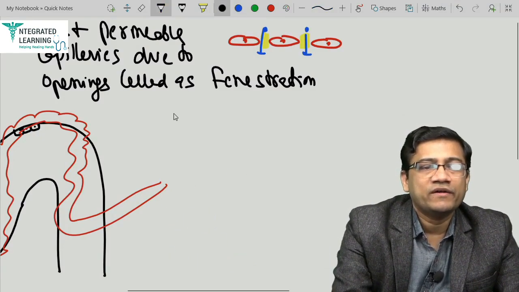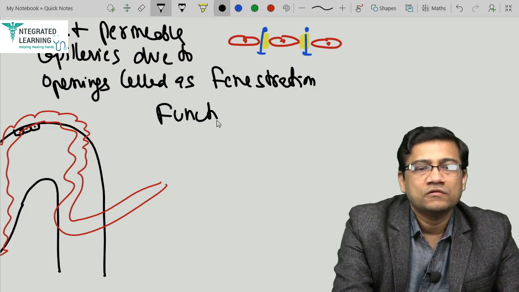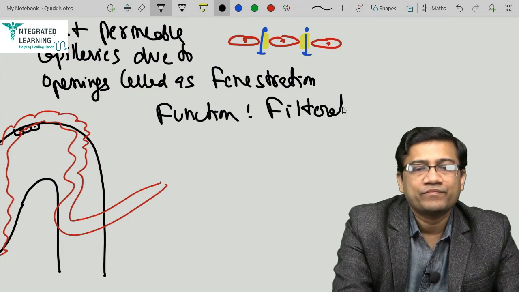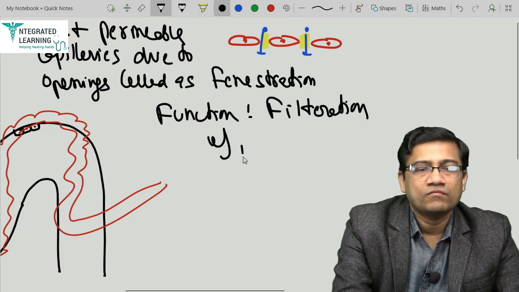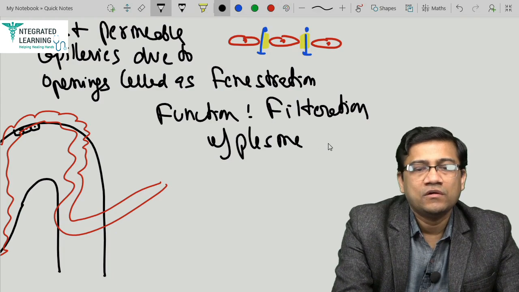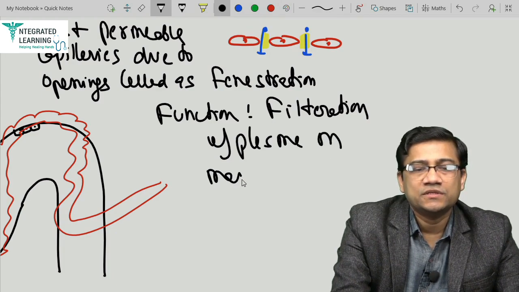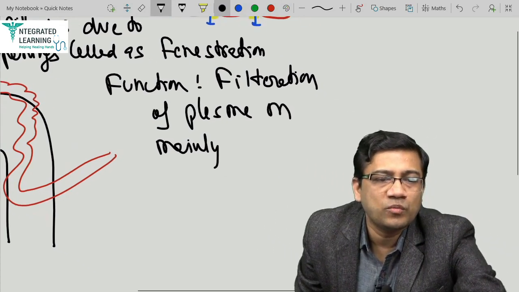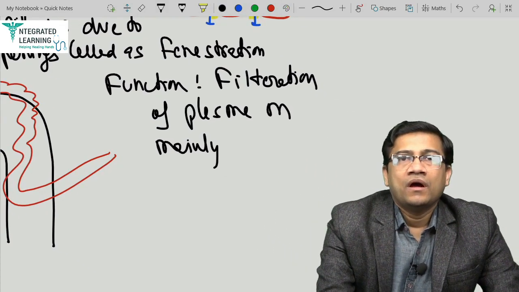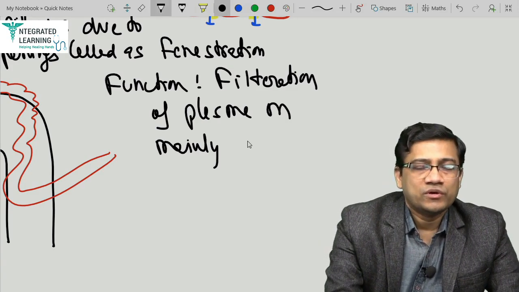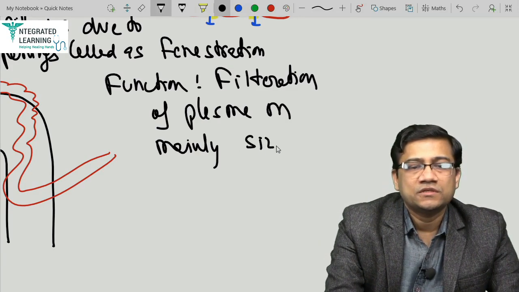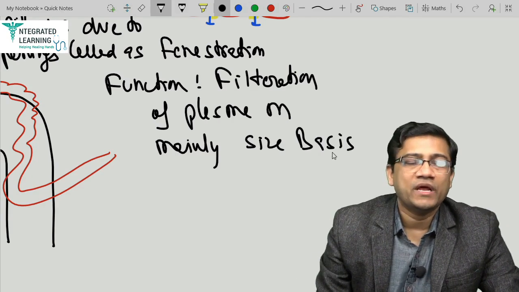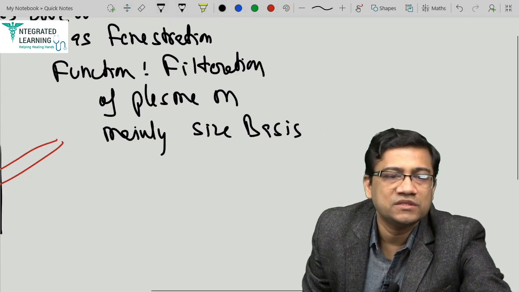So that is why the function is filtration of plasma on mainly size basis. I am writing mainly, not only, that means they can also have another criteria also. Okay, on mainly size basis. So we will discuss the filtration later. Right now remember mainly what basis? Size basis. Is it clear?